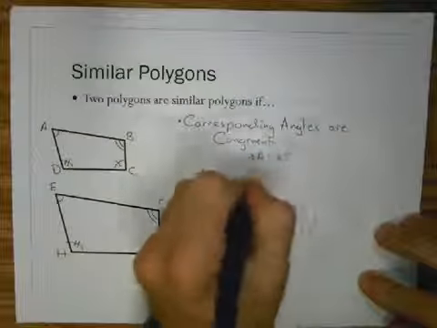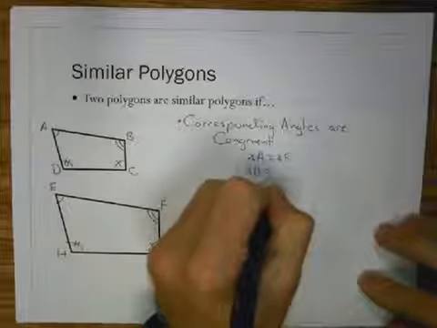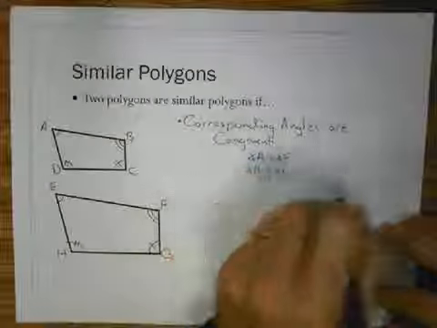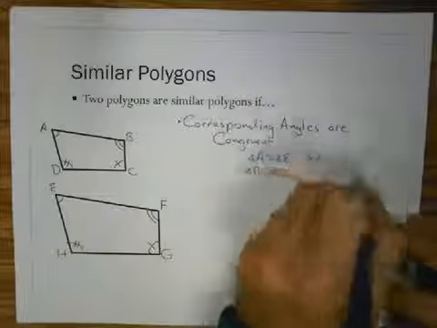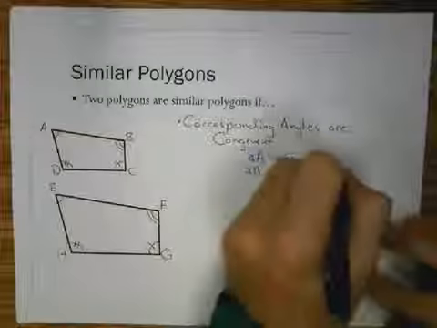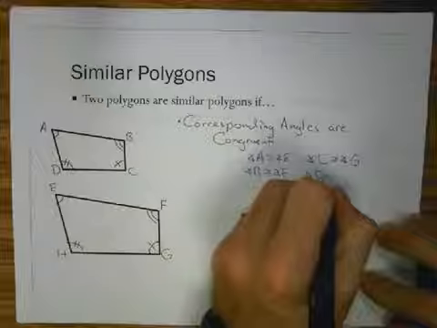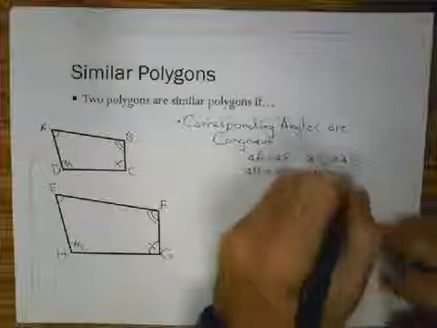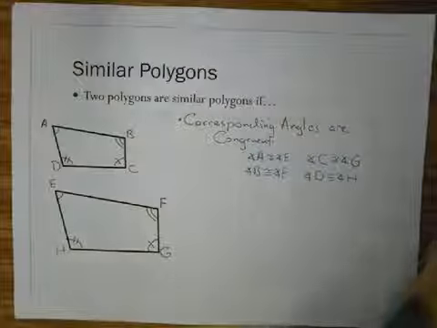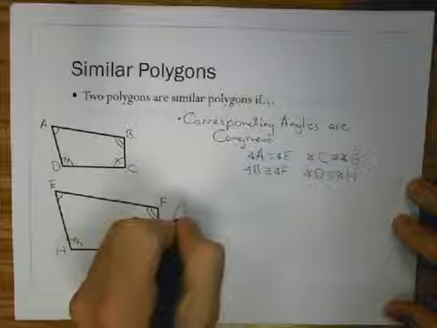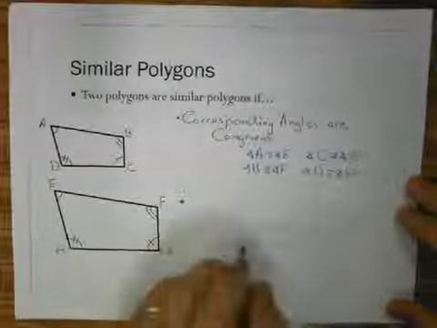So I have A is congruent to E, B is congruent to F, C is congruent to, what do we have, G, and D is congruent to H. So we get those four angle congruences.